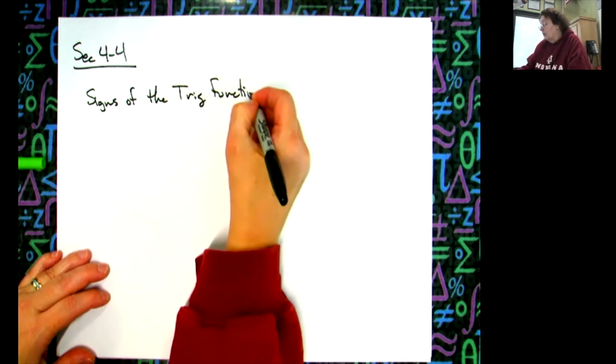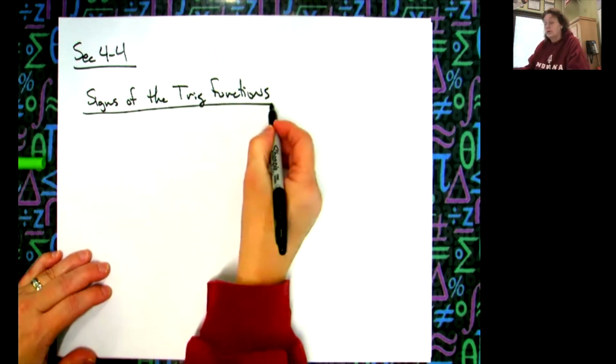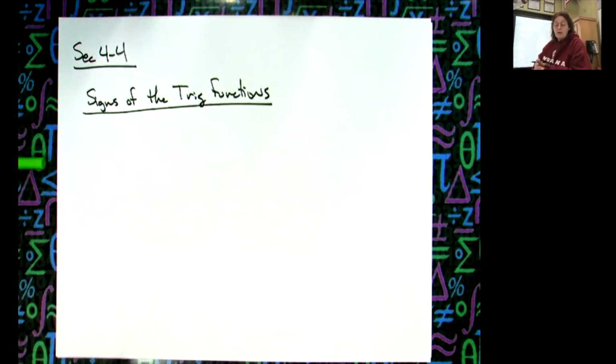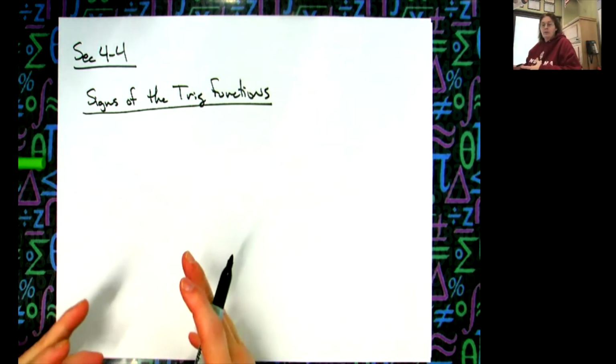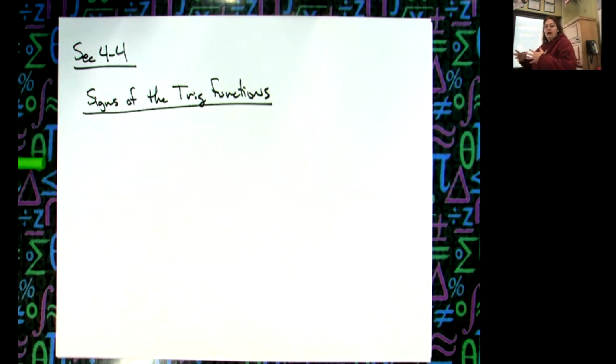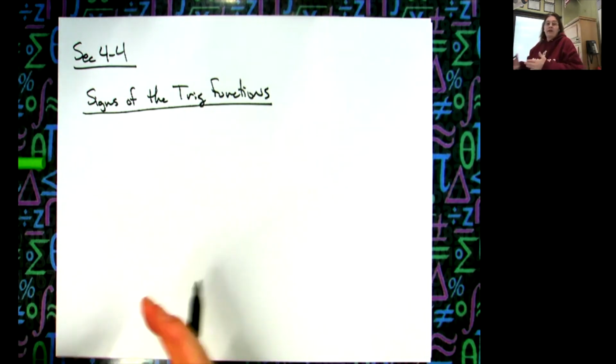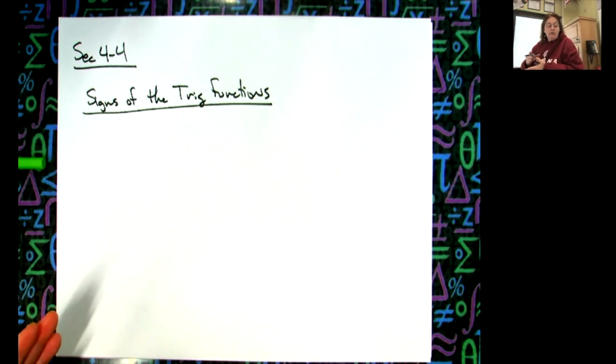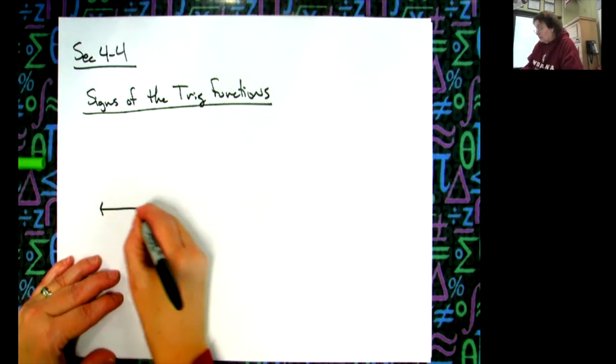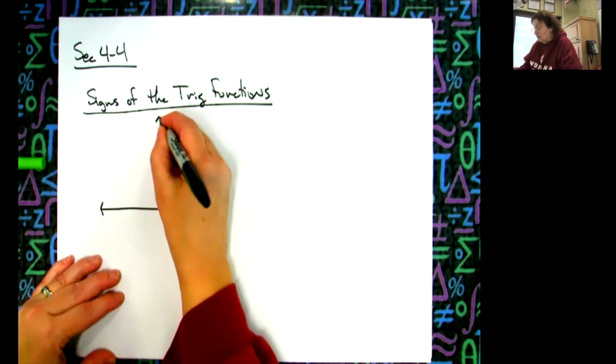Initially, they're going to do little baby problems with this, just to get you used to playing with this idea. But then later, you're going to have to implement knowing this in working out some of the other problems, and they're not going to tell you that. You're just going to have to be aware of the fact that, oh, hey, I'm in the third quadrant, so if I write a tangent answer, it better be positive. So we're going to draw our coordinate plane.